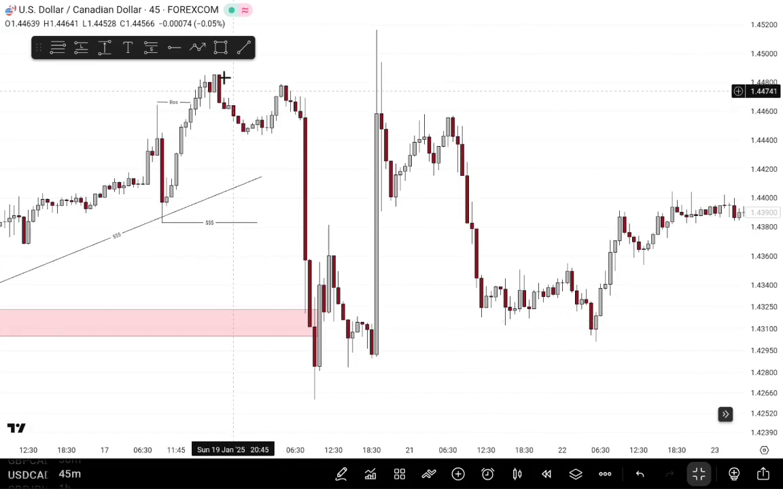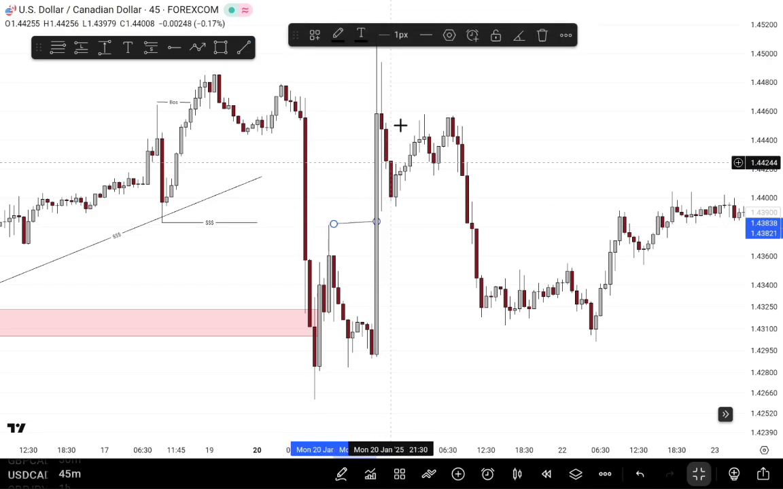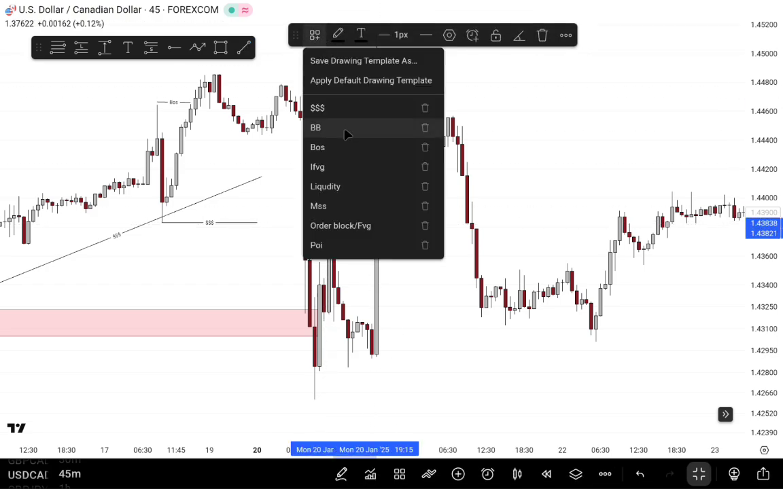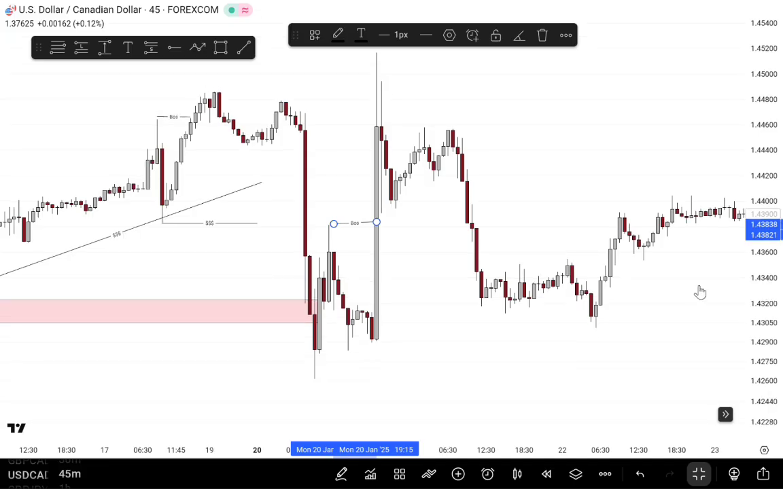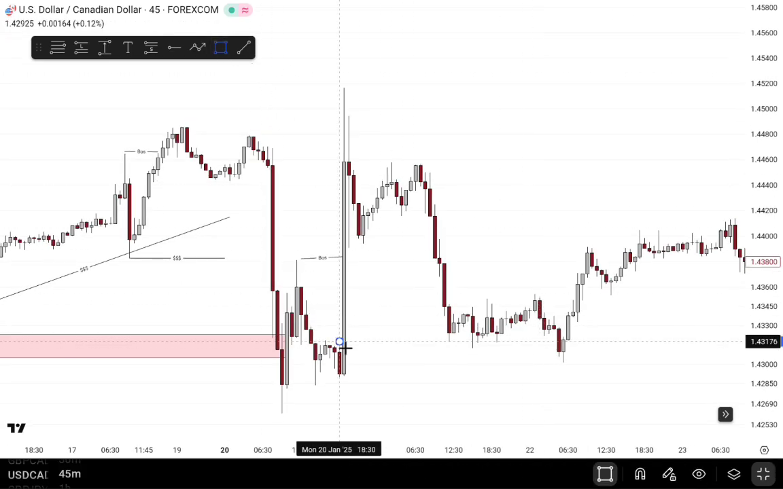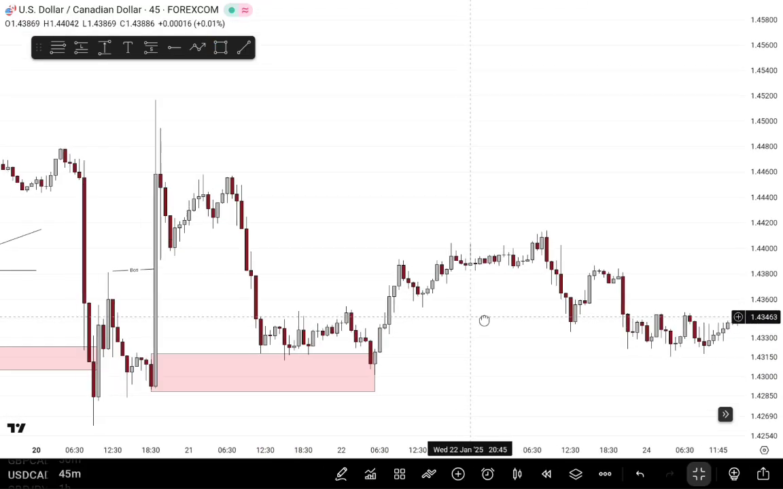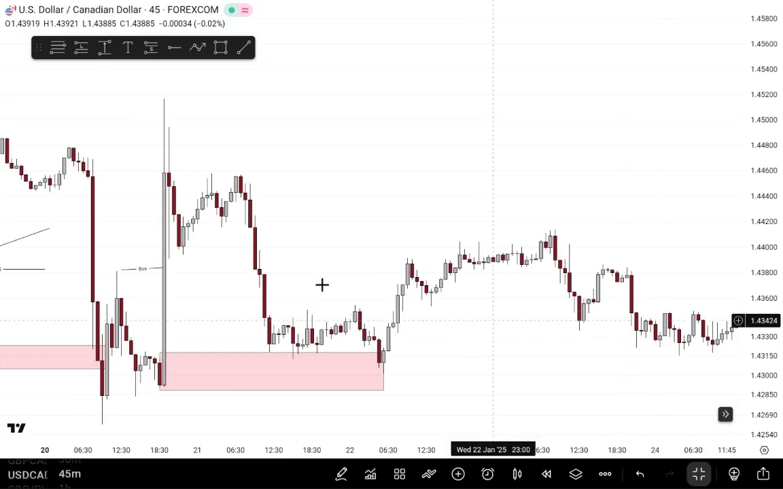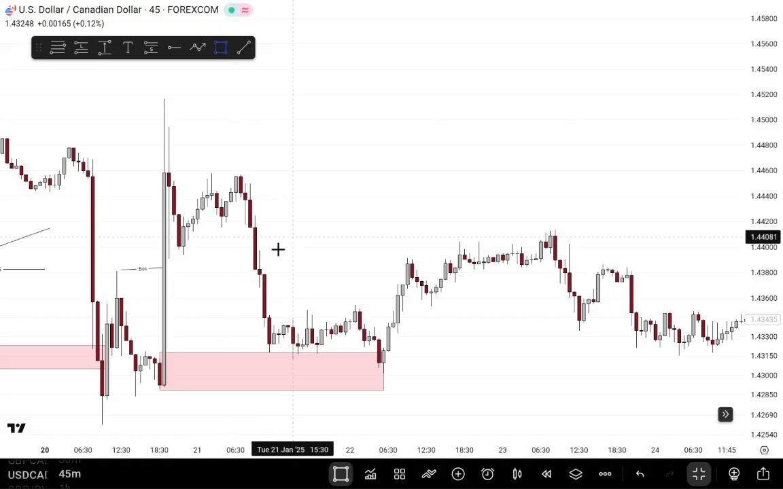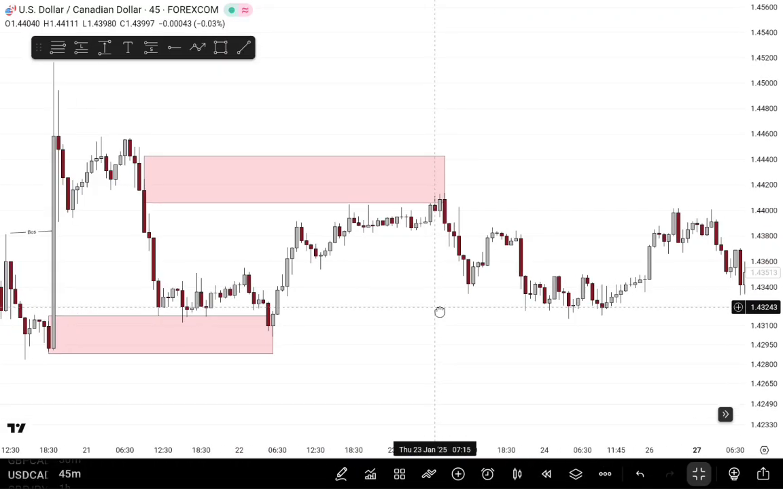Alright, so we have this internal break of structure to the upside after price clears the liquidity. After that, price reacts from here, and I think price also reacted from a fair value gap, which is currently sitting here.